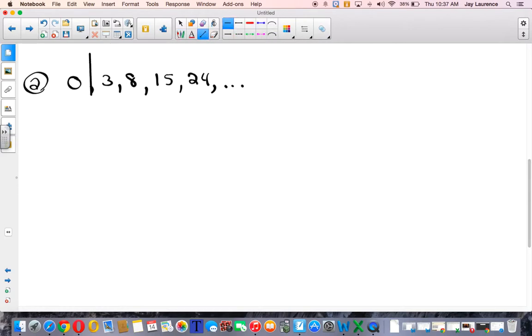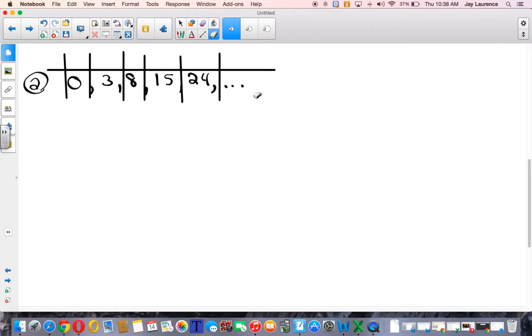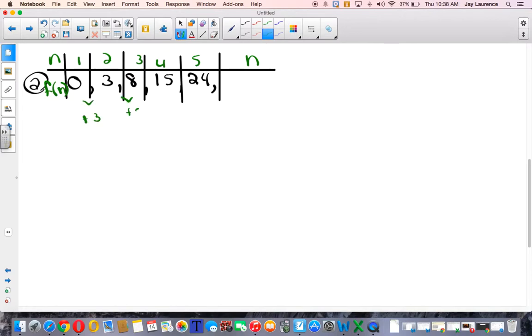All right, let's do the second one here. Same thing, I'm going to make my little table, and then we're going to have our n terms and our f of n terms. 1, 2, 3, 4, 5. And so what is the actual nth term? Well, I'll go looking for differences. So the first difference is plus 3, then plus 5, then plus 7, then plus, is there a mistake there?